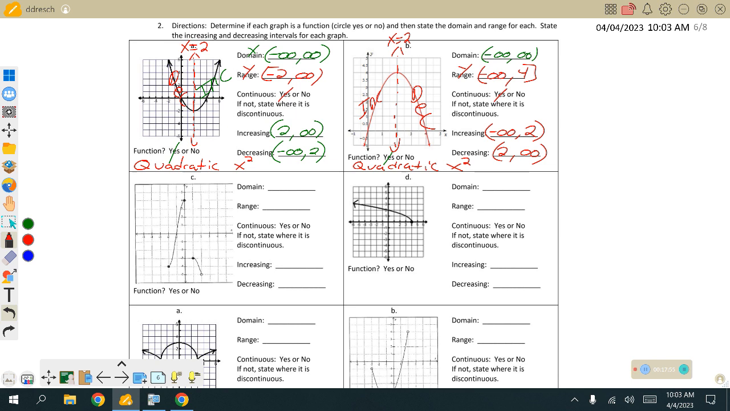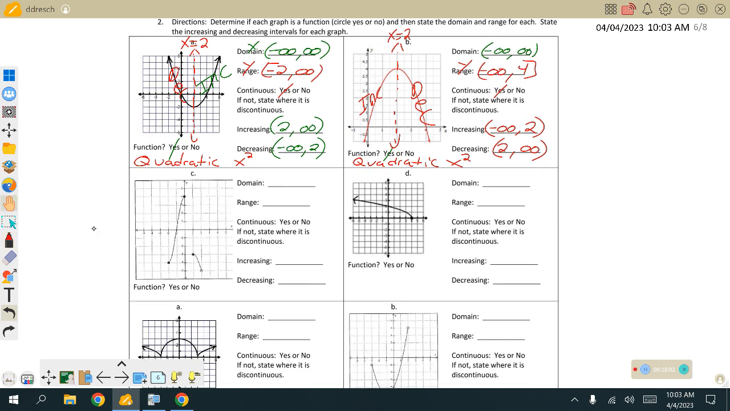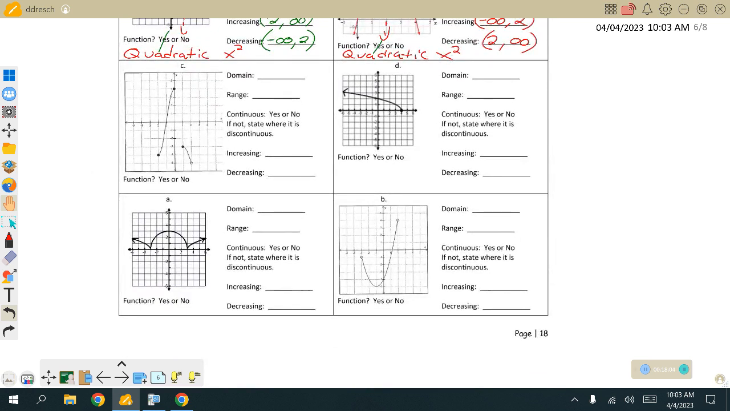Okay? All right, let's throw a little bit of a different graph in there to you. Take letter C now. Same deal. Take letter C, answer out those first few questions that we've been doing. We'll do increasing and decreasing together. Function, yes, no, domain and range, and continuous. Go. Go, go, go.